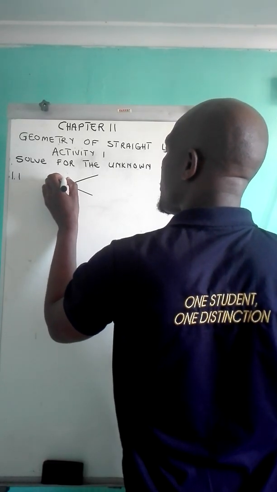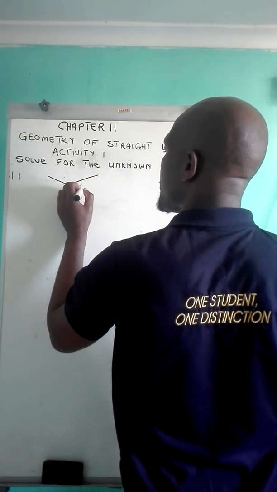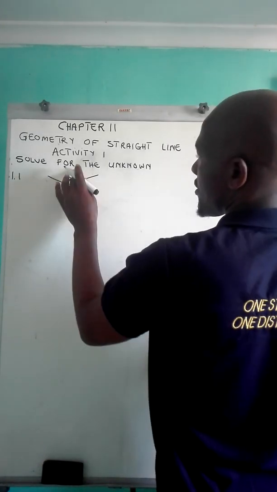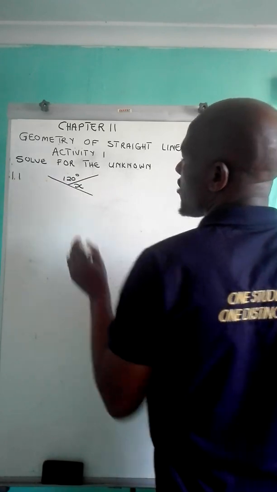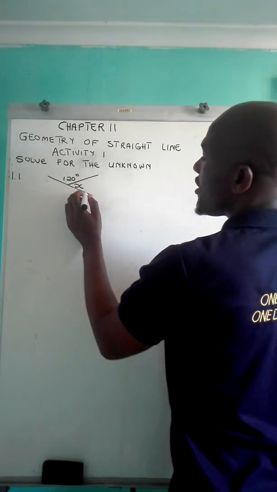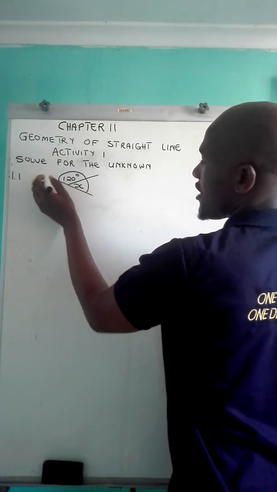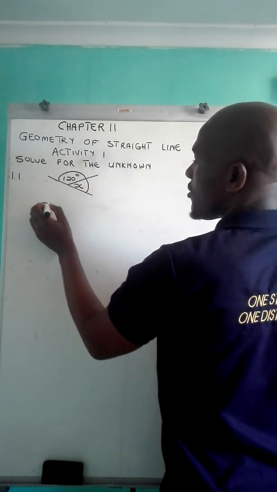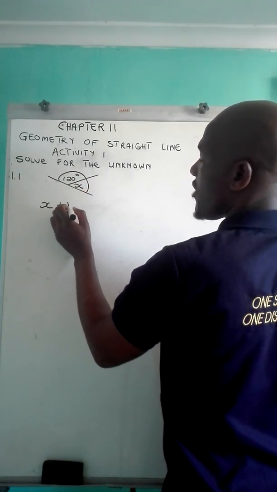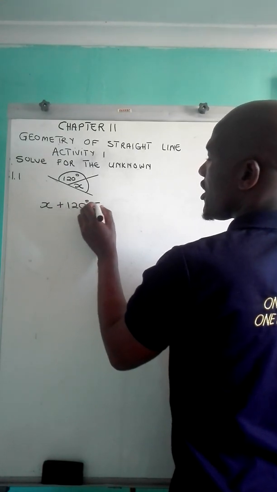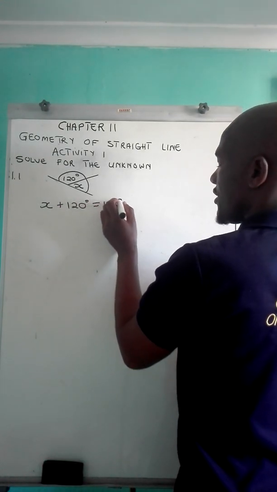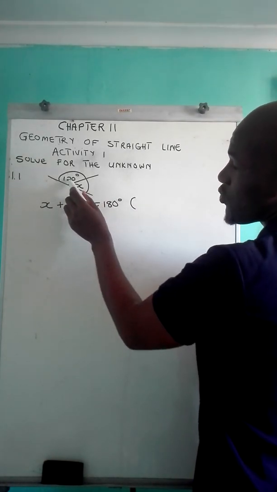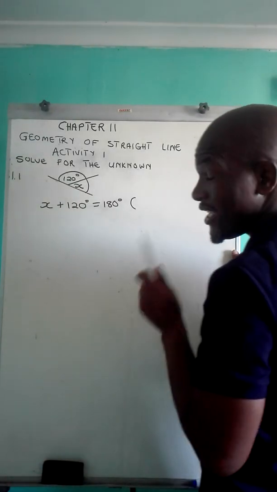This is x. This is 120 degrees. If I want to solve for x, these angles are on a straight line. Here is the straight line. So these are angles on a straight line. So I will say x plus 120 degrees is equal to 180 degrees. Why? x plus 120 equals 180.